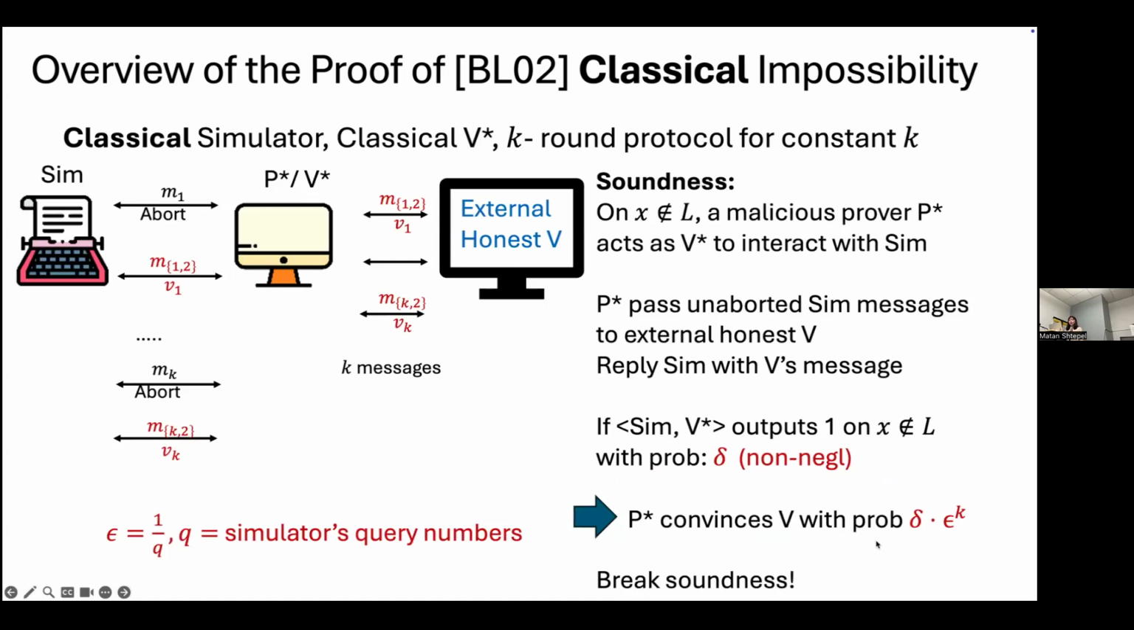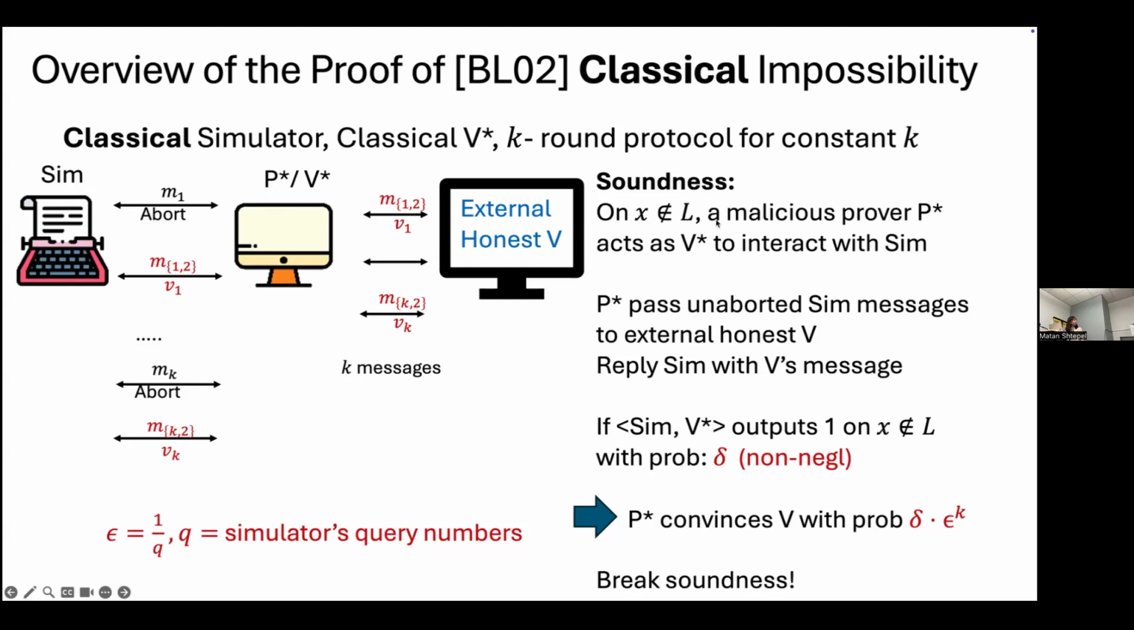Now it's left to show that when x is not in L, this would output accept with negligible probability. The idea is that we would have an external honest verifier V, and we want to say that if there's a simulator that can make V star accept in this case, then we can build a malicious prover P star that breaks the soundness of our protocol, given the premise that the original protocol is sound.